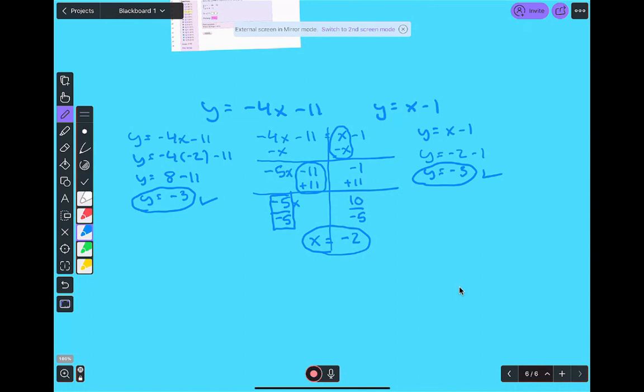And now the point of intersection, what you're going to type into your answer for the problem, is going to be your x first, which in this case is negative 2, and then your y, which is negative 3. And that's how you solve a system of equations algebraically.